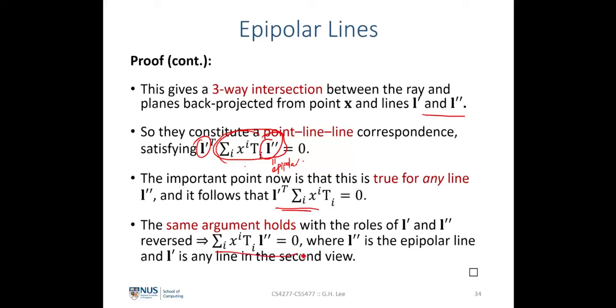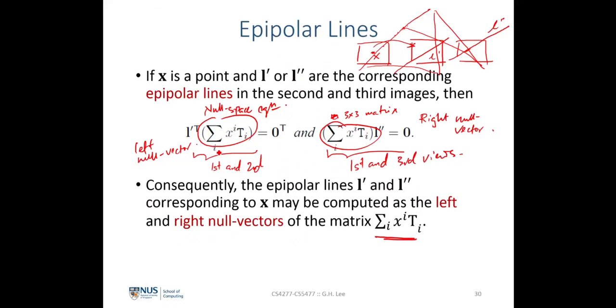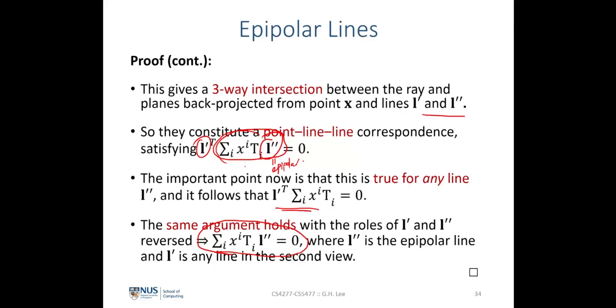Hence, we can rewrite the equation in this particular form, where L prime prime in this case is the epipolar line of the third view, and hence we get these two equations that we have seen earlier on here, which is equivalent to the left and right null spaces of the 3 by 3 matrix over here that is formed by the image point correspondence in the first view and the trifocal tensor. And this completes our proof.